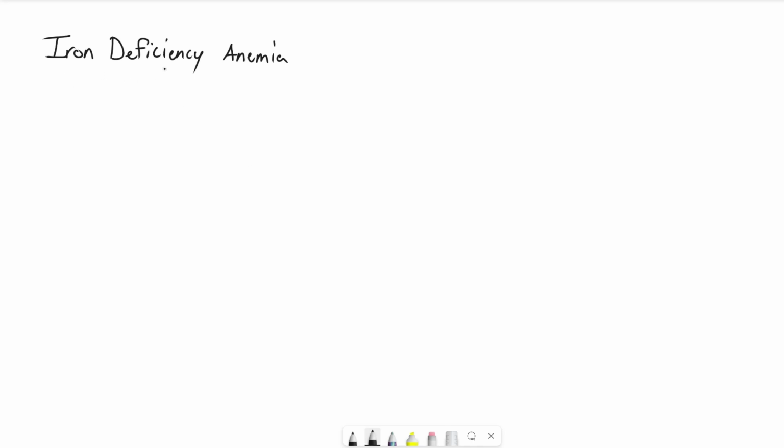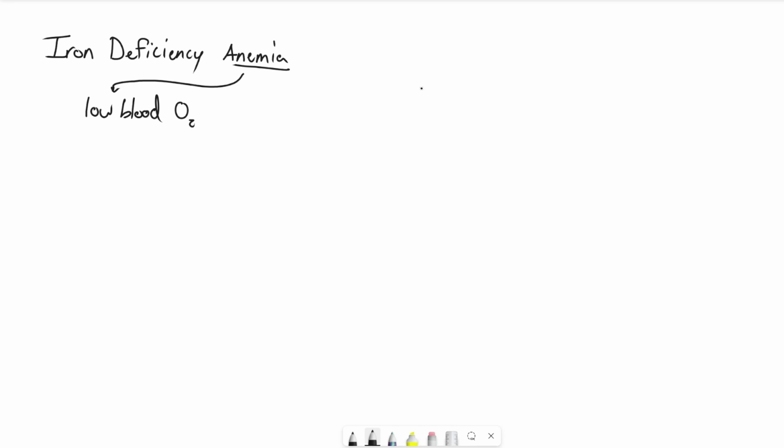Today we're going to be talking about iron deficiency anemia. So to begin, anemia in general deals with low blood oxygen. In some way, we have a lowered ability to carry oxygen in our blood, or we just have lower oxygen in our blood. And iron deficiency anemia is a specific type of that deals with, you guessed it, iron. But what does iron have to do with our blood's ability to carry oxygen?